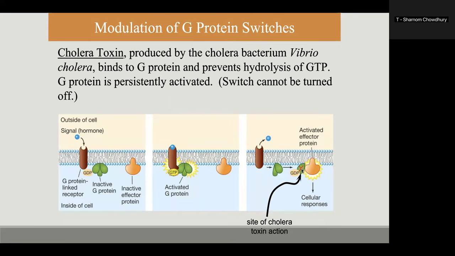So typically what happens, the GTP becomes GDP so that this subunit can return back to normal and everything starts at the beginning again. Cholera binds to the G protein and prevents any hydrolysis of GTP such that the G protein is persistently activated and the effector protein is also persistently activated. So there's continued cellular responses.